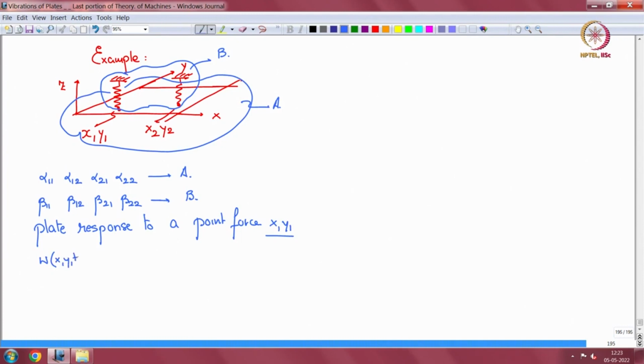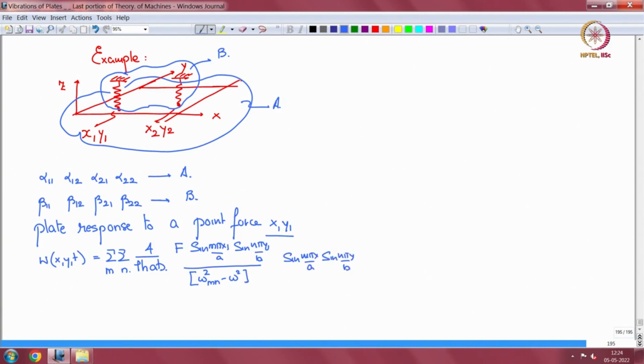W x comma y comma t is summation over m and n 4 by rho h a b, force amplitude, modal force sine m pi x1 by a sine n pi y1 by b, divided by omega square mn minus omega square, then the mode shape sine m pi x by a sine n pi y by b and harmonic. So this is the response of the whole plate to a point force at x1 y1.